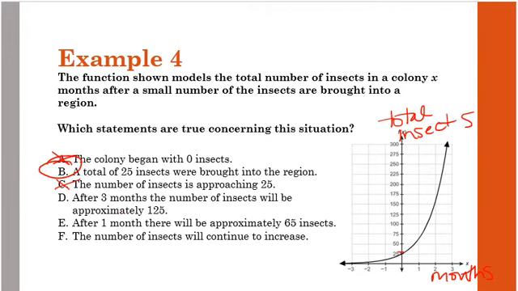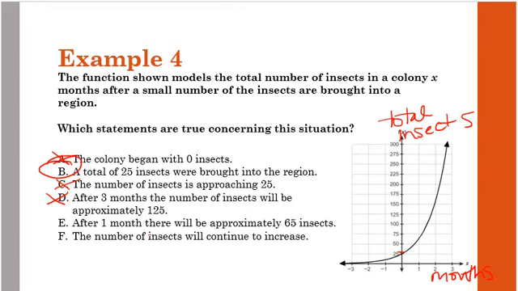D says after 3 months, the number of insects will be approximately 125. So if I go over here to 3, I can see it's going to be well above 125. Notice how at 2 months, I'm already at 150. At 3, I'm going to be even above 300. So D is not correct.